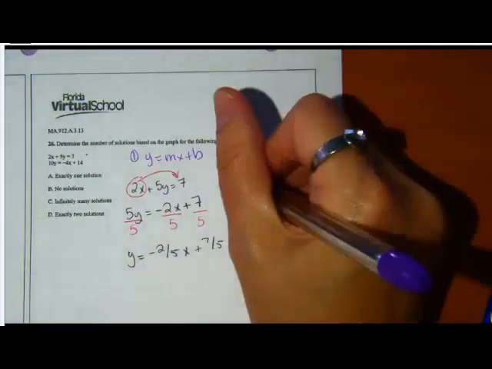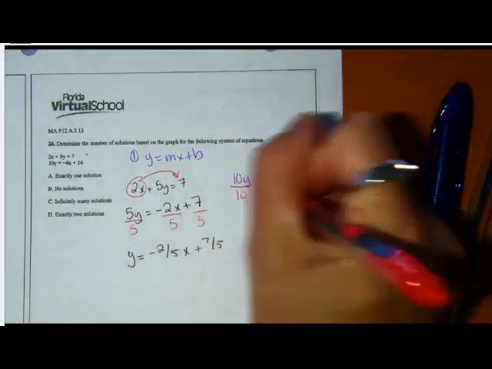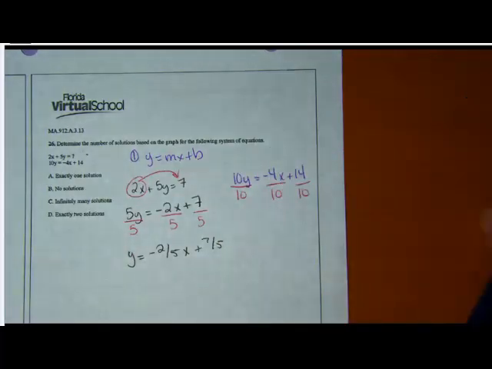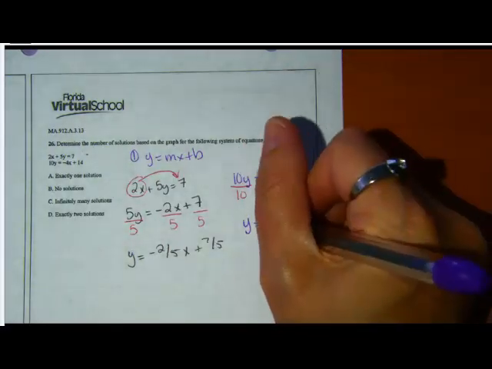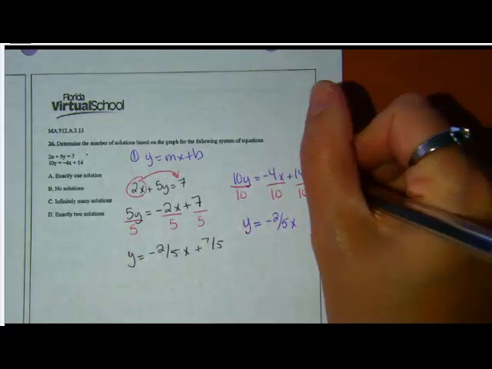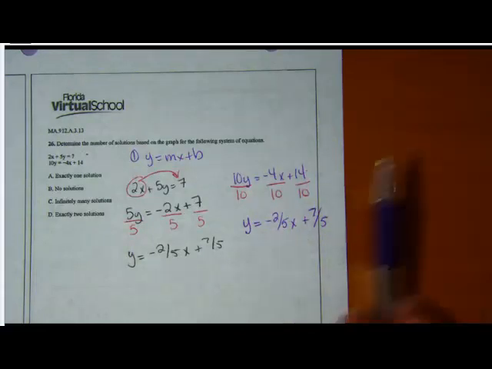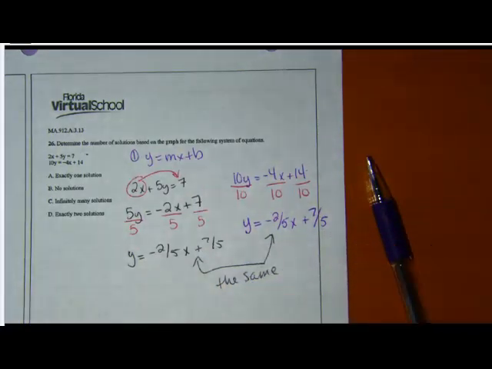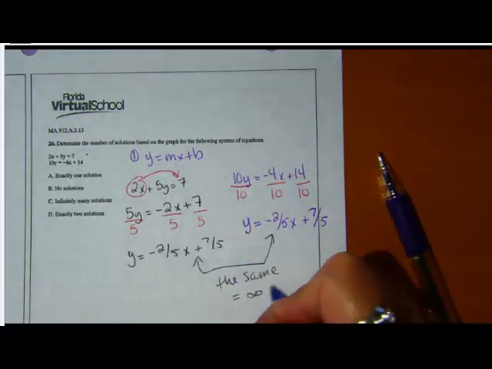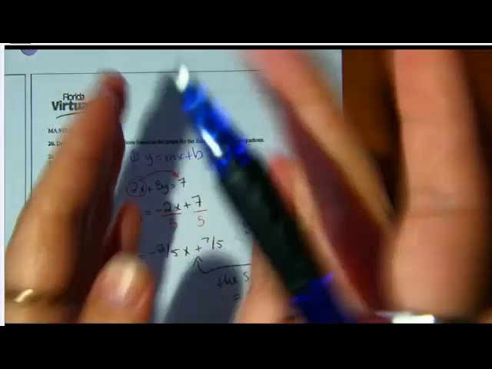My next equation was 10y is equal to negative 4x plus 14. And if I divide everything by 10, I get y is equal to, 4 and 10 both divide by 2, so I get negative 2 over 5x. 14 and 10 both divide by 2, and I get 7/5. Do you see how these are exactly the same? Because they're the same, we have infinite solutions, because the lines are going to lay right on top of each other like that.